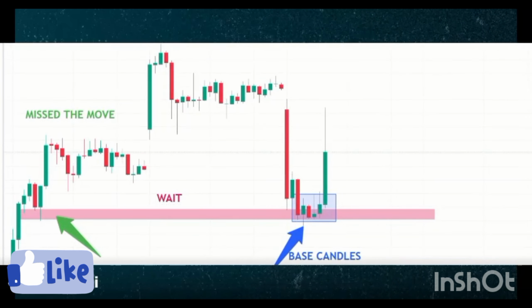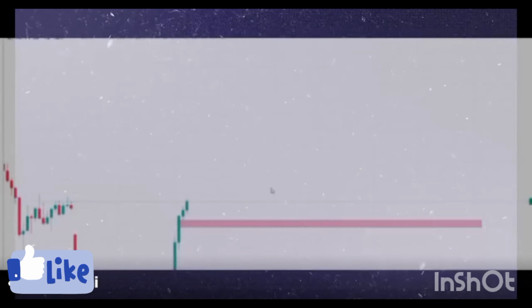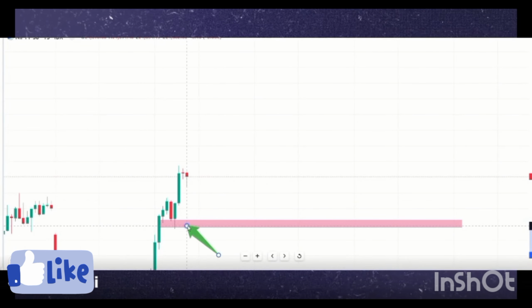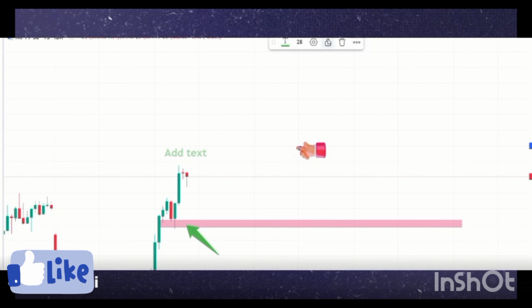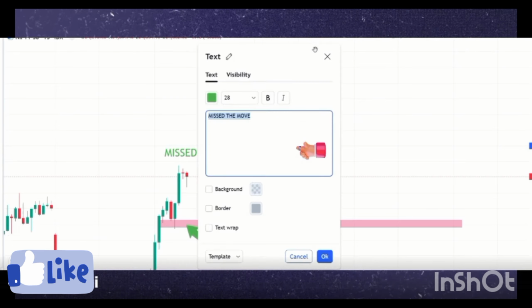How do these zones work? When price comes back to a demand zone, it often takes support and moves up because buyers are there. Buyers are active there. Unfilled buy orders are still active.